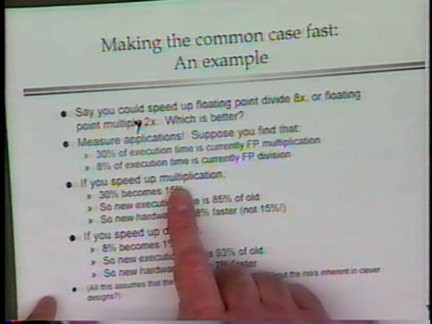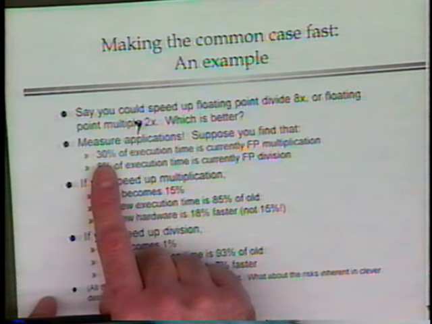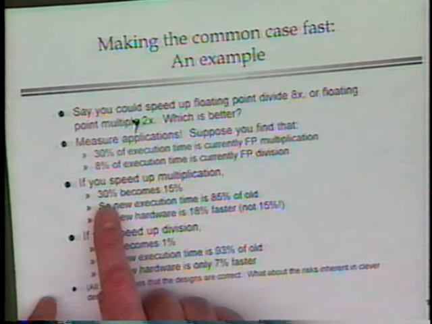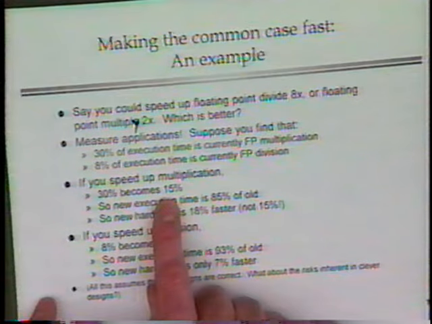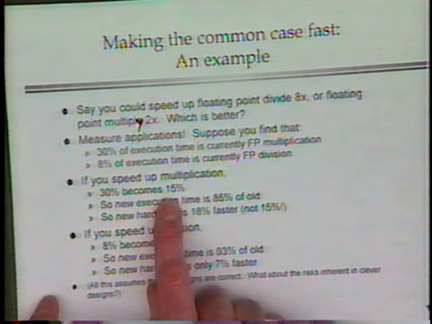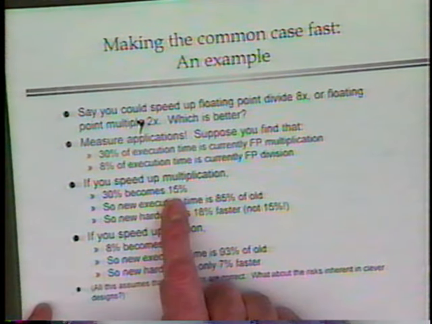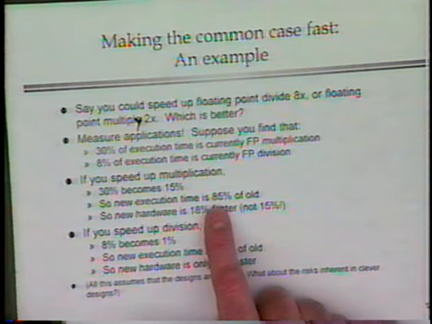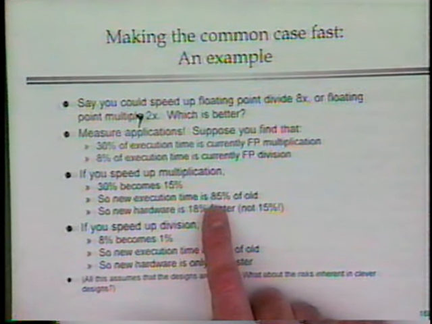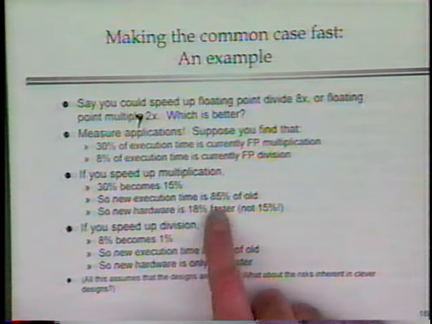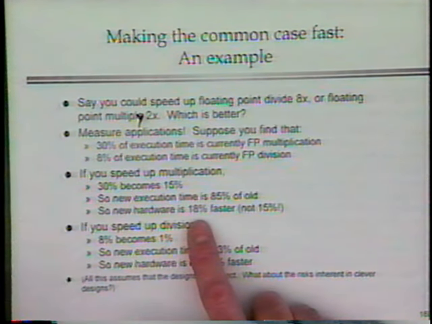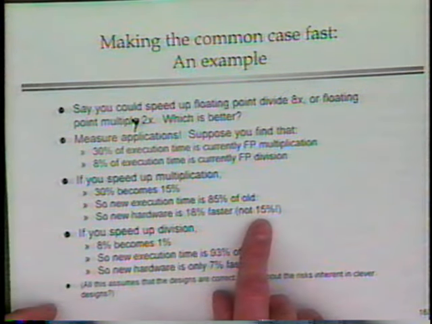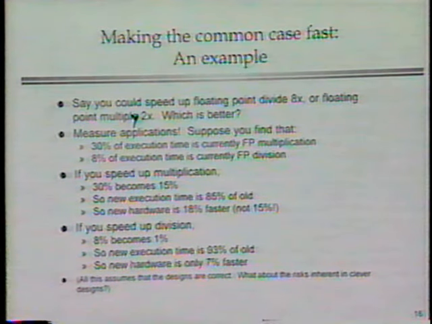Well, if you speed up multiplication, then that 30% of the execution time now takes half the time because we sped up multiplication 2 times. So one way to think about this is if the program took 100 seconds, then 30 of those seconds were multiplication. You just threw away 15 of those seconds, so the execution time now is 85 seconds, or 85% of what it was. So the new hardware is 18% faster than it was. Notice we divide by the right number, so we get 18%, not 15%.